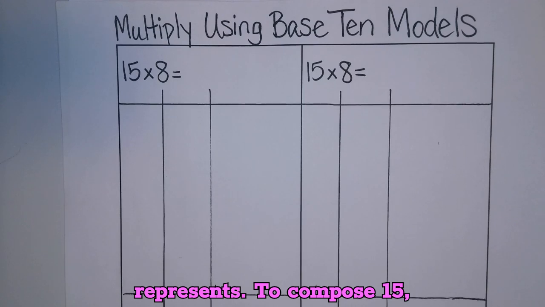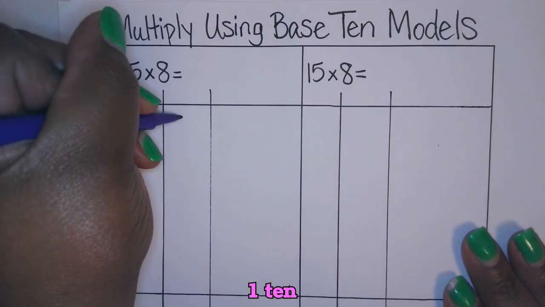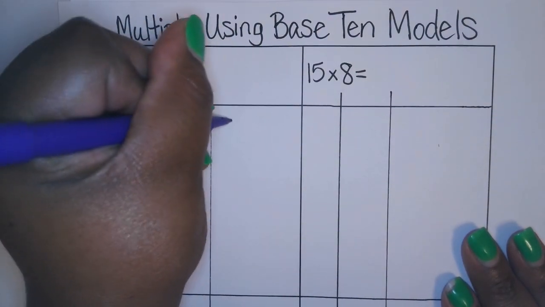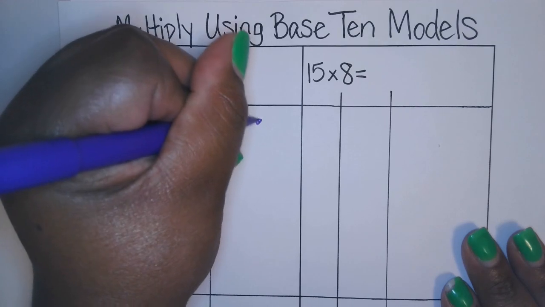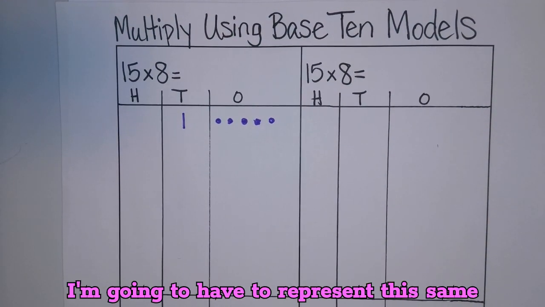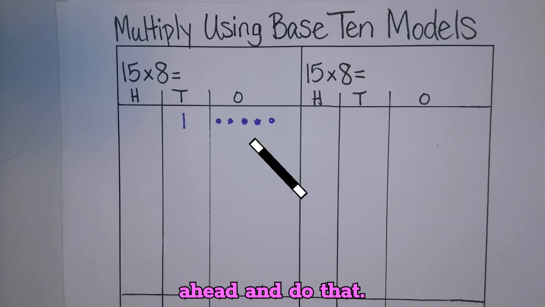To compose 15, I need 1 ten and 5 ones. I'm going to have to represent this same amount 7 more times. So let's go ahead and do that.